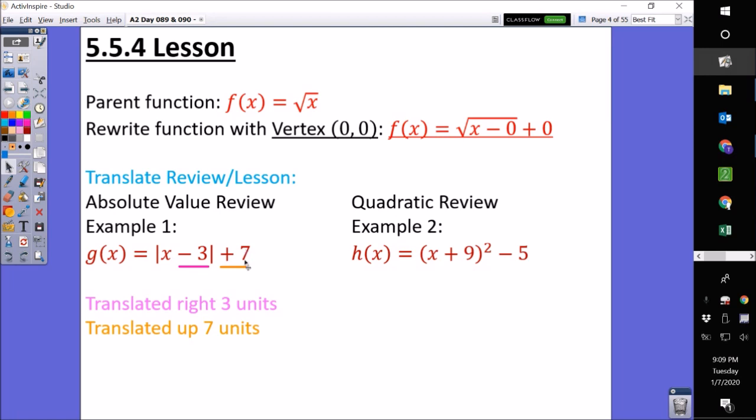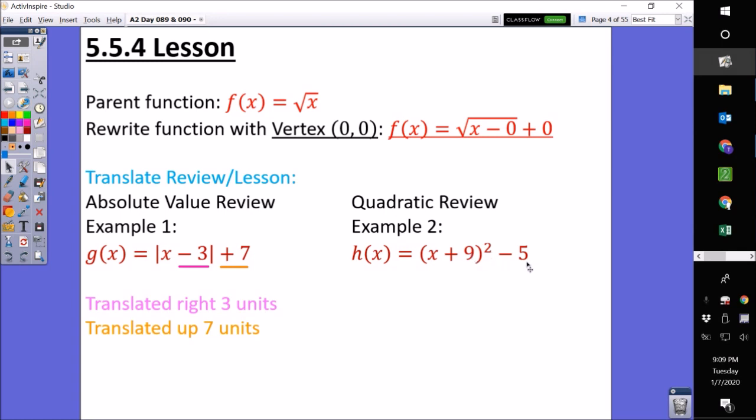Translate up 7 units because it's a positive 7, or a plus 7, that's outside and behind the absolute value lines. Moving on to example 2, we have h of x equals the square of x plus 9 and then minus 5. So this equation is written in quadratic form. Just like the same patterns, the same rules, we're going to look at the plus 9, which is inside behind the x. So since it's plus 9, this one's going to be translated left 9 units.